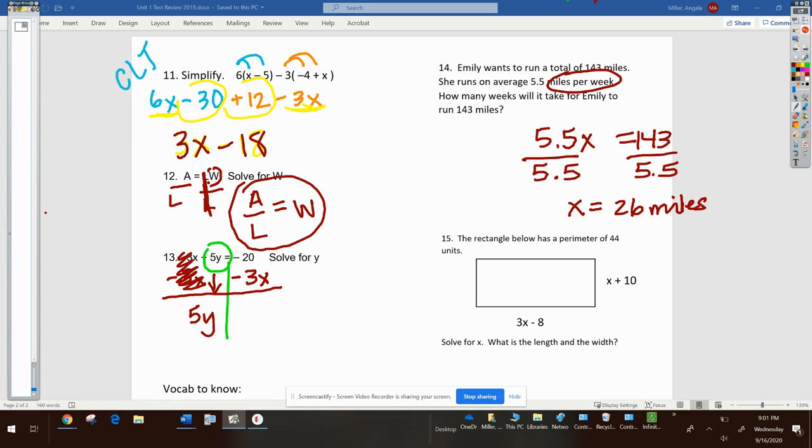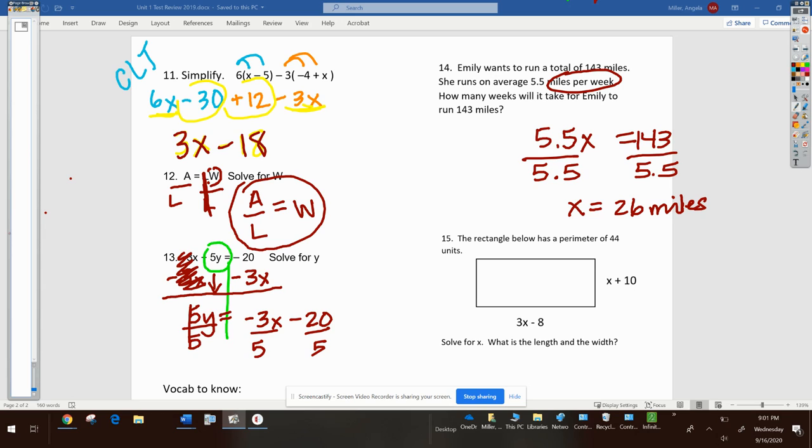But here's where everybody makes the mistake. Wait. Can I add letters and numbers? No, I cannot. So I'm going to put my x first because I like to have my x term first, and then I'm going to bring down my negative 20. Now, I need to get rid of this 5, so I need to divide each term by your coefficient. So I need to divide this by 5 and this by 5.